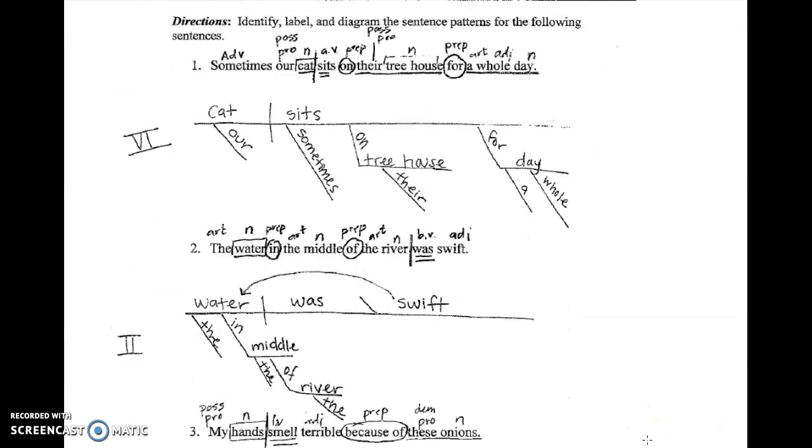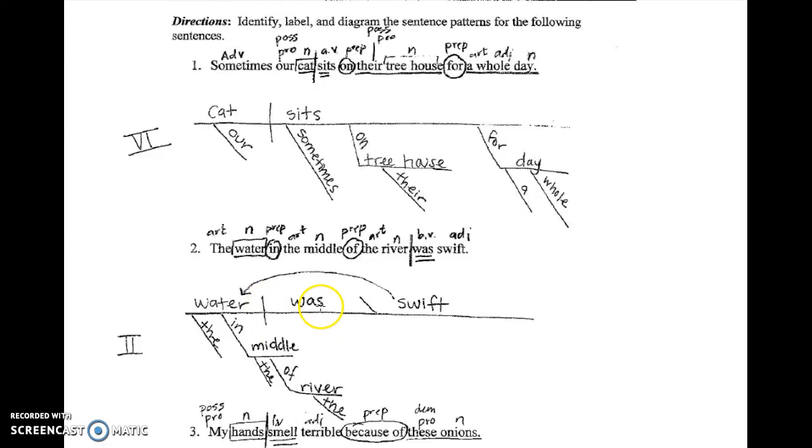Number 2, our noun is water, followed by two prepositions, in and of, and their phrases. The line dividing subject from verb. We have a be verb and then an adjective. So our subject goes on the line. Our prepositional phrases are modifying water, telling us about the water. So we have in the middle, and then of the river modifies middle. It's not water of the river, but it's the middle of the river. So that is dependent upon this first prepositional phrase and goes below.